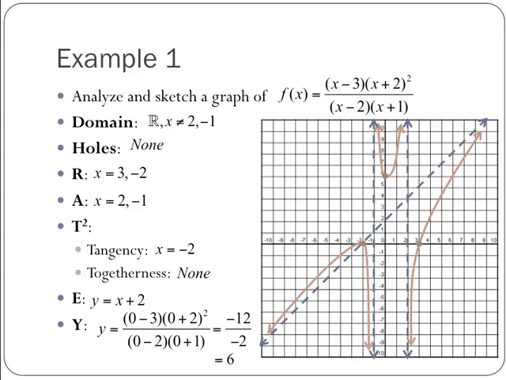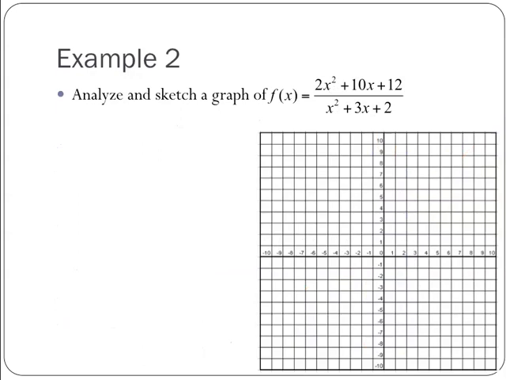Okay, let's look at example 2. Analyze and sketch a graph of f of x equals 2x squared plus 10x plus 12 over x squared plus 3x plus 2. Now this one is not in factored form, so we can start by factoring it. Now the denominator is pretty easy to factor, just x plus 1 and x plus 2. In the numerator, we can factor out a 2 first, leaving us with x squared plus 5x plus 6, which then can be factored to x plus 2, x plus 3.